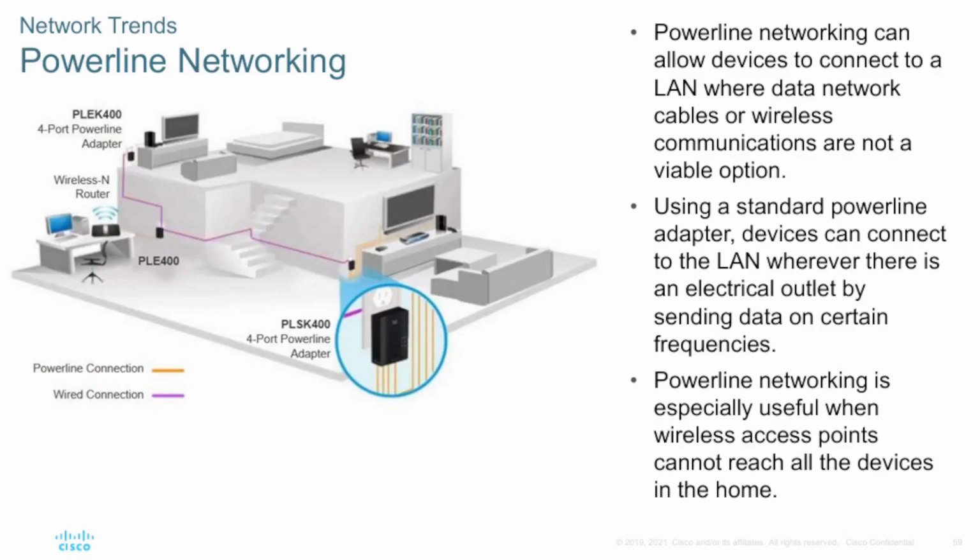Powerline networking is a niche technology that uses existing electrical wiring to carry network signals. While it's less common than Wi-Fi or Ethernet, it's useful in situations where wireless signals are weak or when running Ethernet cables isn't feasible. It appears on the Module 1 to 3 exam, so be prepared.